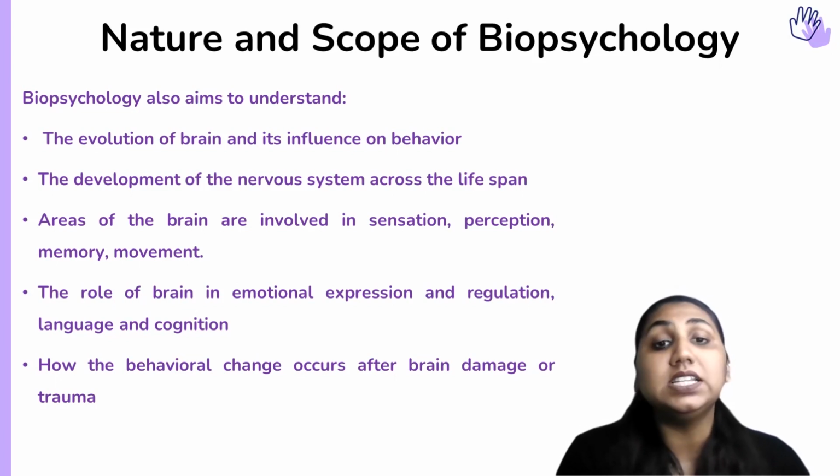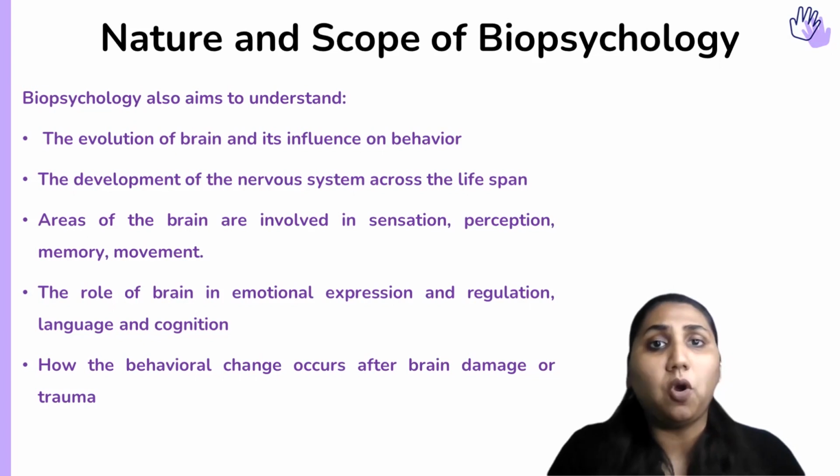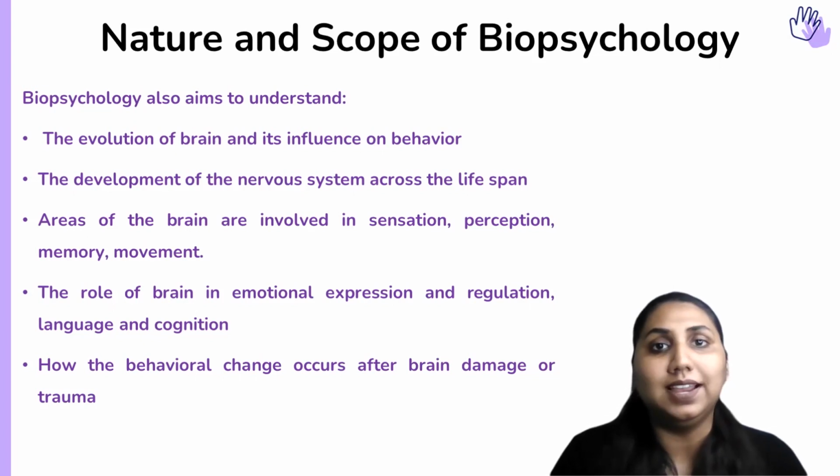Okay, next focuses on the development of the nervous system across the lifespan. Now, when a kid is born, it doesn't start doing all the activities instantly, right? It takes time to learn to talk, to walk. Every action takes time. How are those actions happening? As the child is growing, the functions that he or she can perform are also growing, right?